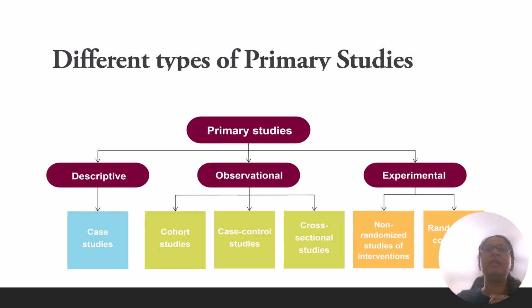So now going ahead, what are the different types of primary research? Primary research is basically divided into three types. First is descriptive, then observational, and experimental. What is descriptive? Descriptive is a very basic thing, that is your case study.